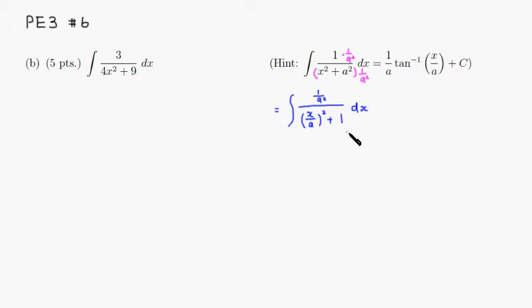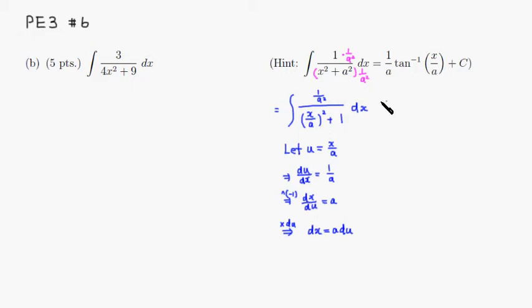Then I'm going to use a substitution. Let u be x over a. If you take the derivative, du over dx, you get 1 over a. Then take the reciprocal of both sides: dx over du is equal to a. Then we can multiply through by du, and you get dx is equal to a du.